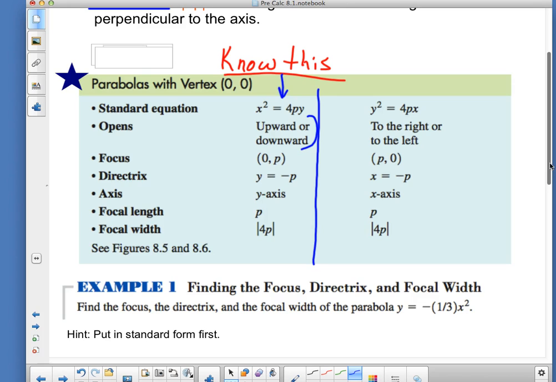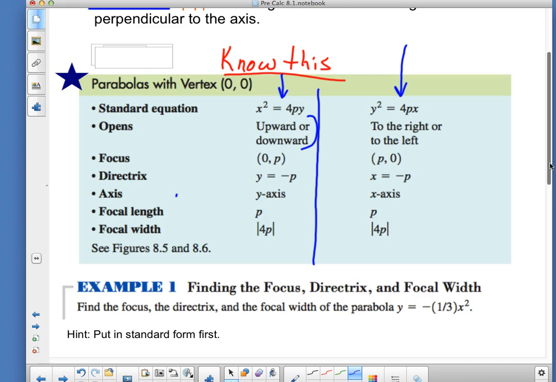Focal length is p. The axis of the parabola is the y-axis. The y-axis will be splitting it right in half. Okay. Focal width is the distance across the parabola. It's a chord. Okay. And we're going to be working with those as we do this today. Now, if it's this one, this column fits everything else as we go through. If it's open right or left, if it's y squared equals 4px.